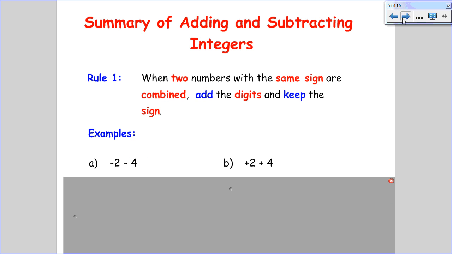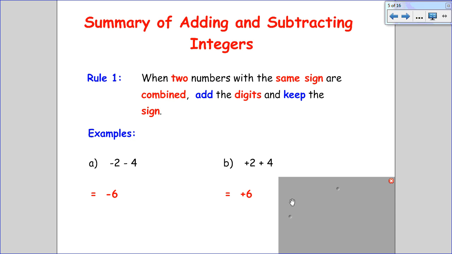So that leads us to the summary, and to summarize our first rule, when two numbers have the same sign, we add the digits and keep the sign. So if we look at -2, take away 4, the signs are the same, they're both negative. We don't see any extra signs in between, so there's only one sign in front of each number. So -2 take away 4, same sign, add them up, we've got 6, keep the negative, so -2, -4 is -6. +2, +4, well, that's just what we've learned right from grade 1 on, but again, it follows the rule. Both positive, add the numbers, so 2 + 4 is 6, and keep the sign so it's positive.